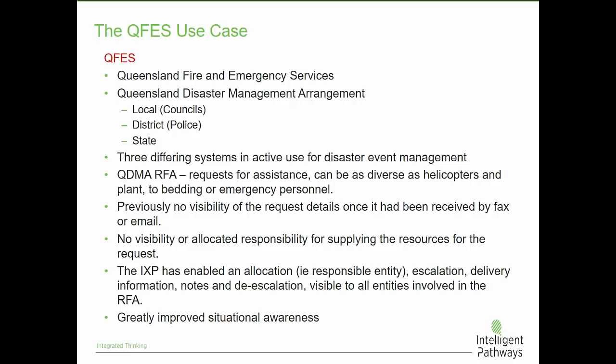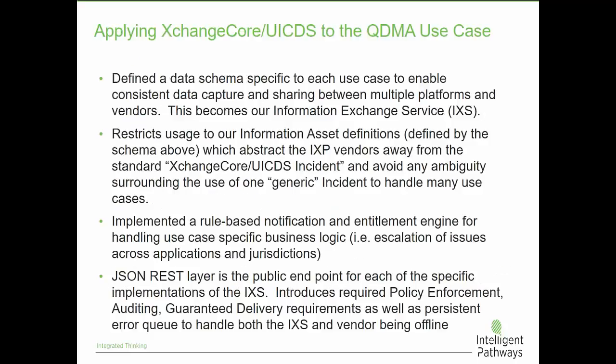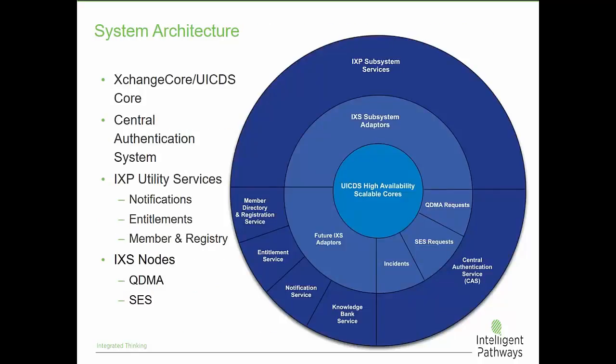So they created the information exchange platform to connect all these things and really move information in the ways that we've been talking about in order to improve situational awareness. They defined a schema saying this is the data we want to move. They then selected XchangeCore to create the information and pass the information back and forth. They did a very important JSON REST layer. And there's the public endpoint that they have connected into XchangeCore, and that is available on the open source repository.